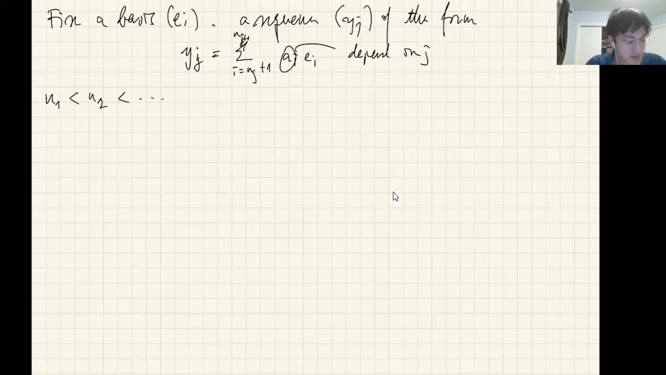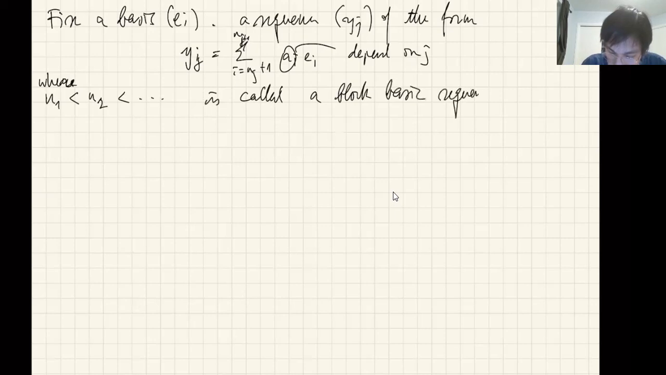This is an increasing sequence of numbers. Sorry, I'm halfway through a sentence. A sequence y_j of the form above, where this is an increasing sequence, is called a block basic sequence.